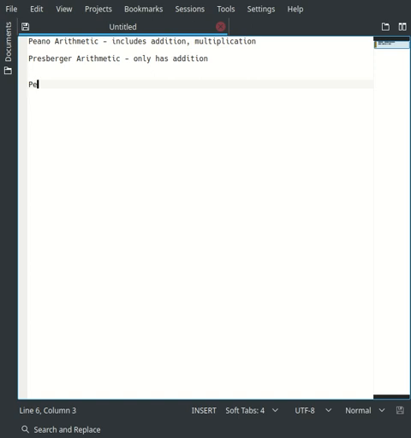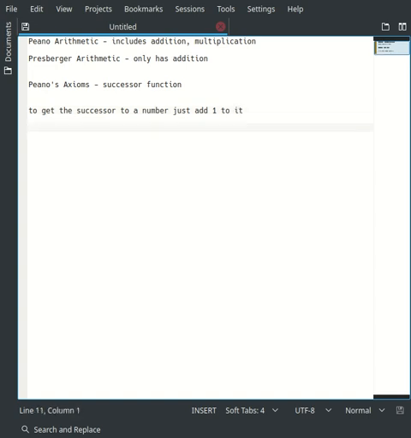If you look at Peano's axioms, you get the successor function, which is extremely, extremely important. Okay, now, what is the successor function doing? The successor function is saying, to get the successor to a number, I'm going to paraphrase, just add 1. Okay, but there's some caveats.